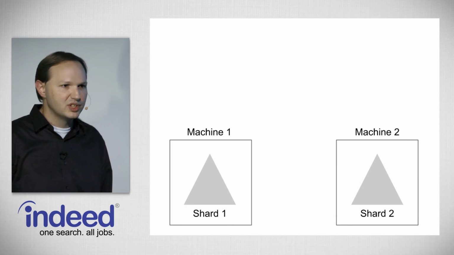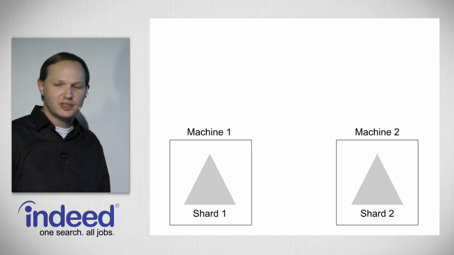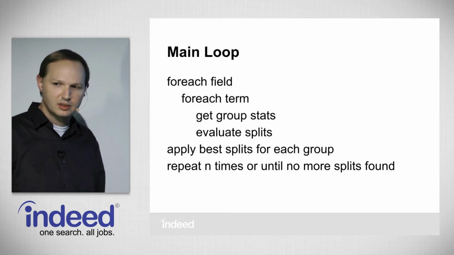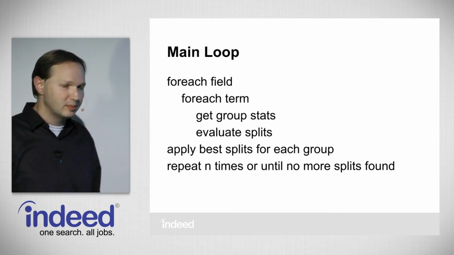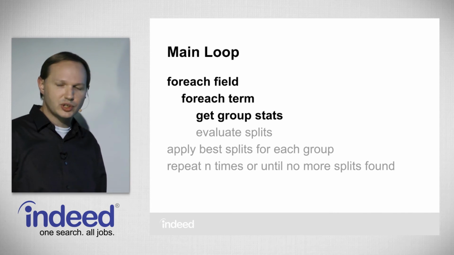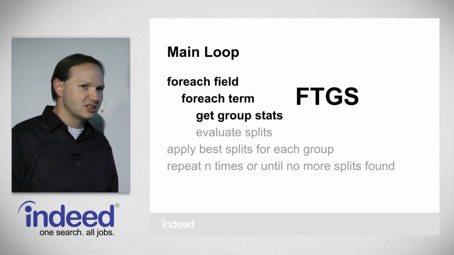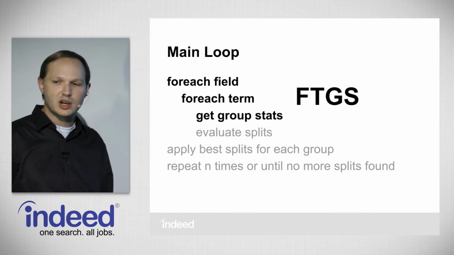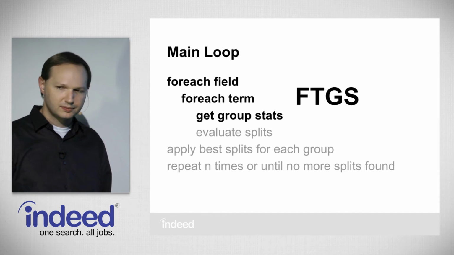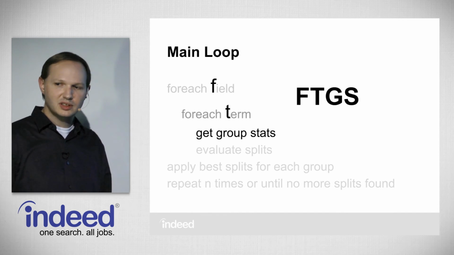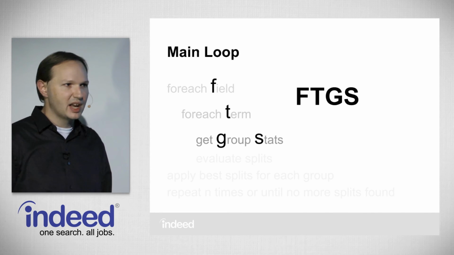How can we do this same algorithm now? We had the data spread across 2 different machines. Let's go back to the main loop, starting with the first 3 lines. So we want to iterate over each field, each term, and get some statistic about those groups. This is what we call FTGS, and we use this acronym all the time when talking about decision trees, because that's each field, each term, and the group stats.